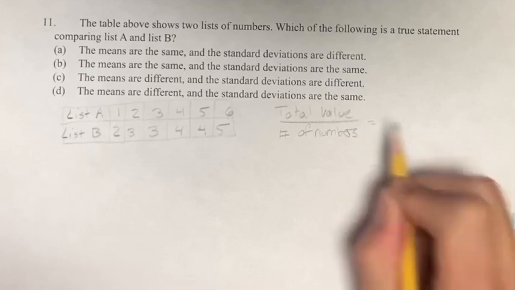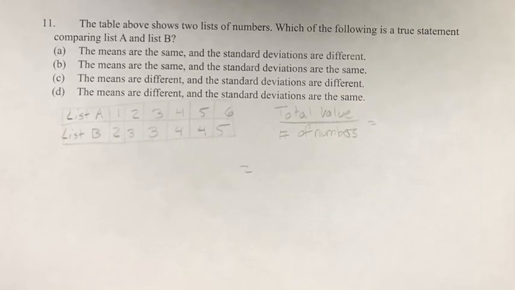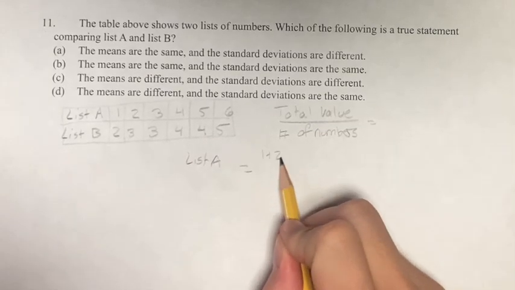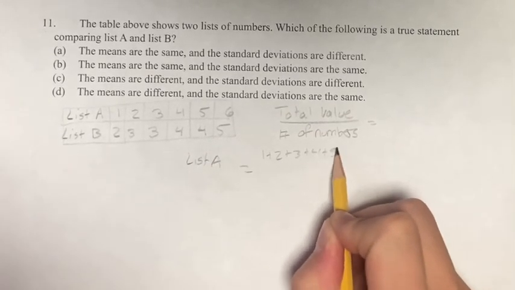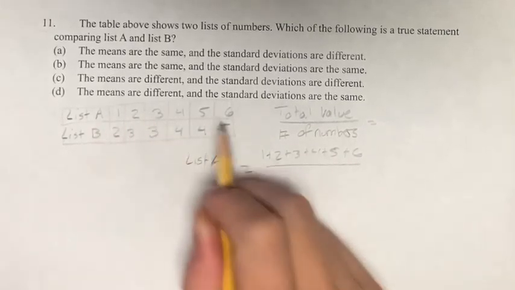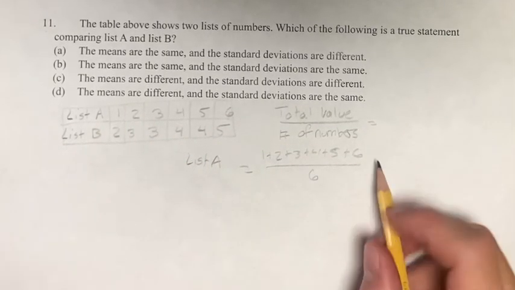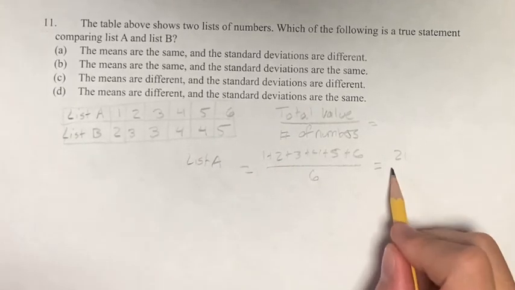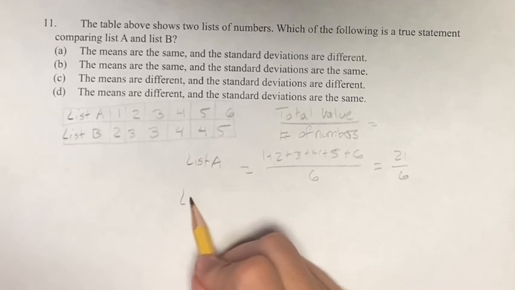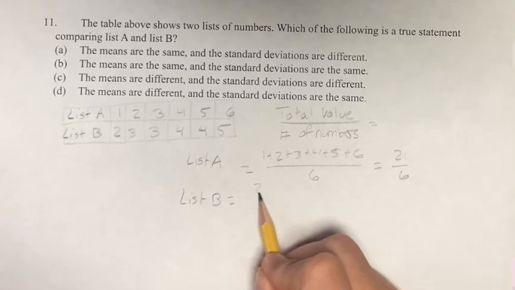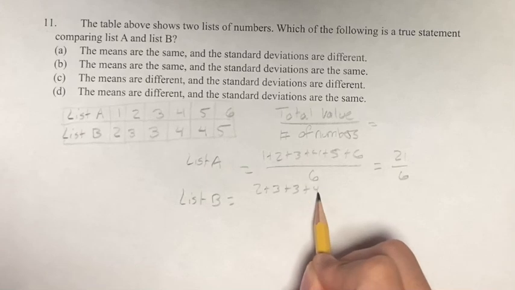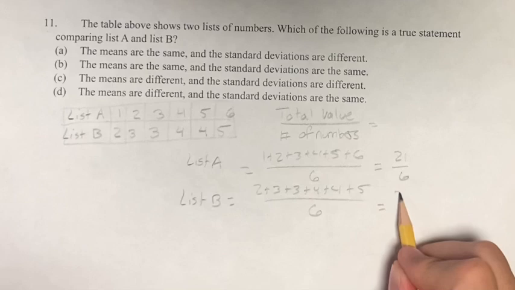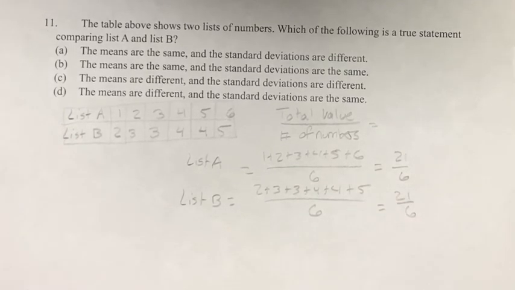In both of these cases, we have 6 numbers in the list. For list A, the mean is going to be 1 plus 2 plus 3 plus 4 plus 5 plus 6, which is all the numbers added up, divided by the number of numbers, which is 6. Adding all of these up, you get 21 divided by 6. For list B, you do a similar thing, adding 2 plus 3 plus 3 plus 4 plus 4 plus 5. There are also 6 numbers, so we're dividing by 6, and this also comes out to 21 divided by 6.